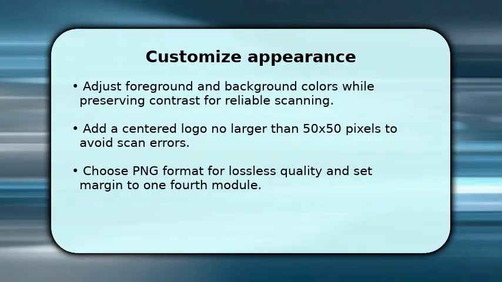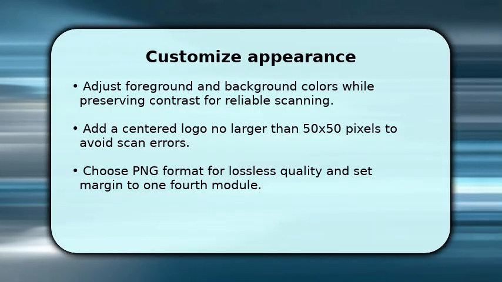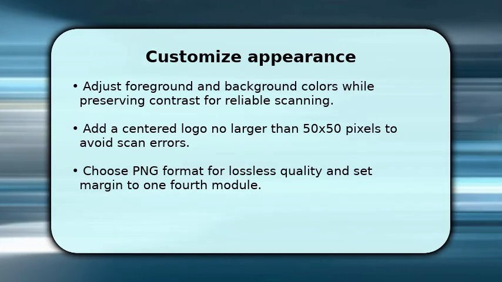Customize the QR code appearance by adjusting foreground and background colors. Always preserve high contrast between foreground and background for reliable scanning. Add a centered logo or icon, but keep it no larger than 50 x 50 pixels to avoid scan errors.